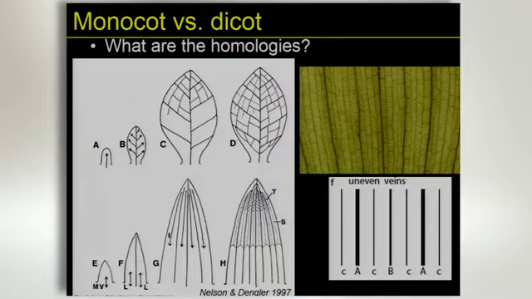For example, we know that monocot leaves and dicot leaves develop differently, and the patterns of vein initiation are different. So, like, what are the homologies between here? We know a lot about the physiology of dicot leaves and the functions of them, but not as much about monocot leaves, at least not in things like crop grasses.